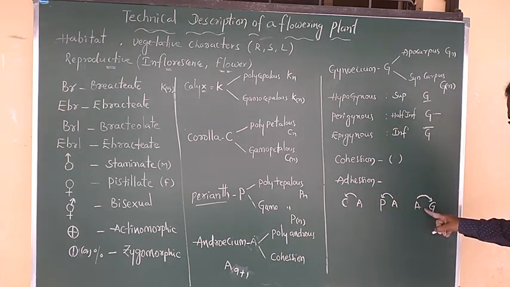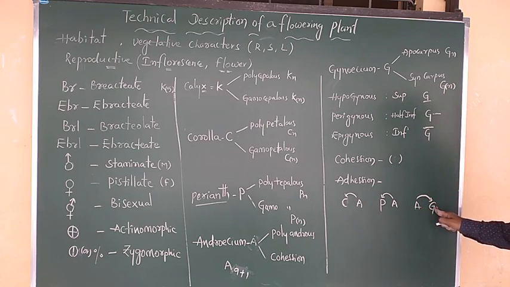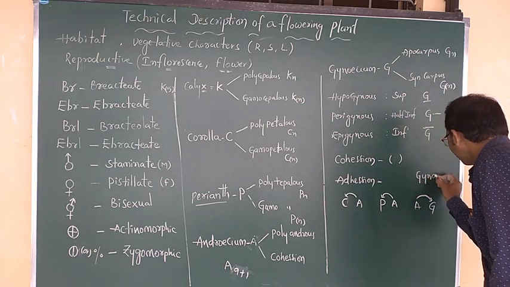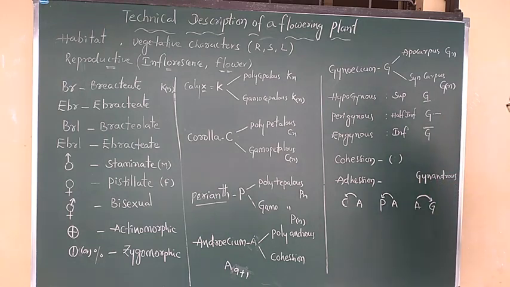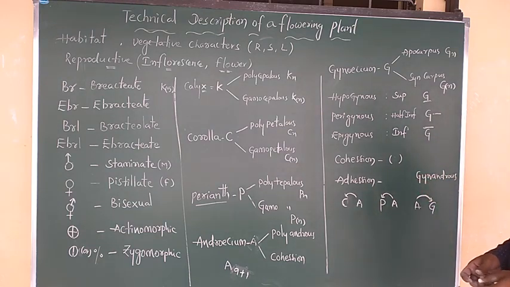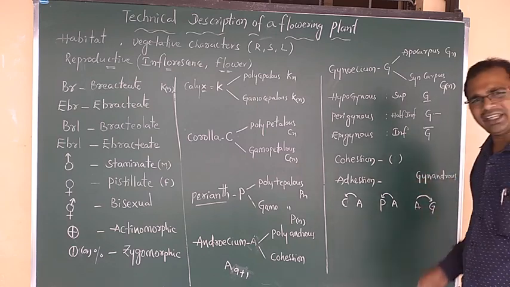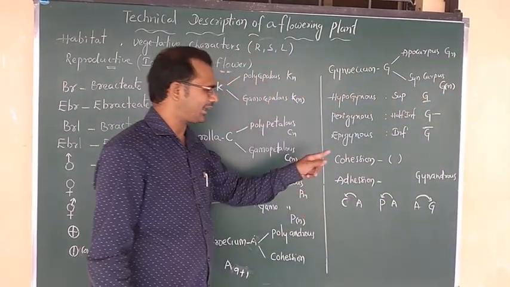Next one is stamens. This is the androecium part, the male part. Stamens are attached to the carpels. What do you call that condition? Gynandrous. What is the meaning of gynandrous? Gyno, female, androus, male. Gynandrous means the stamens are attached to the carpels. That we call as gynandrous.